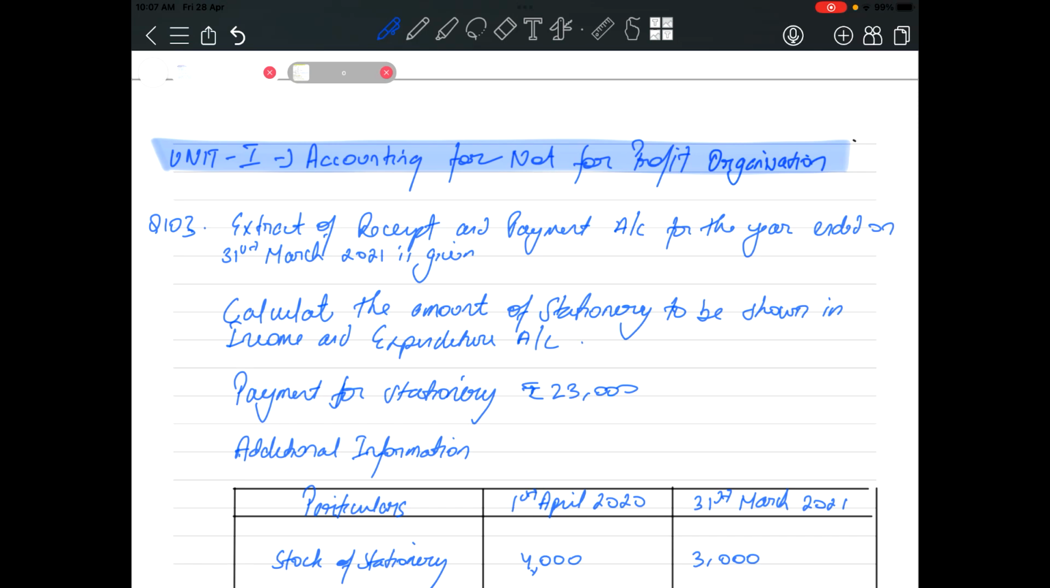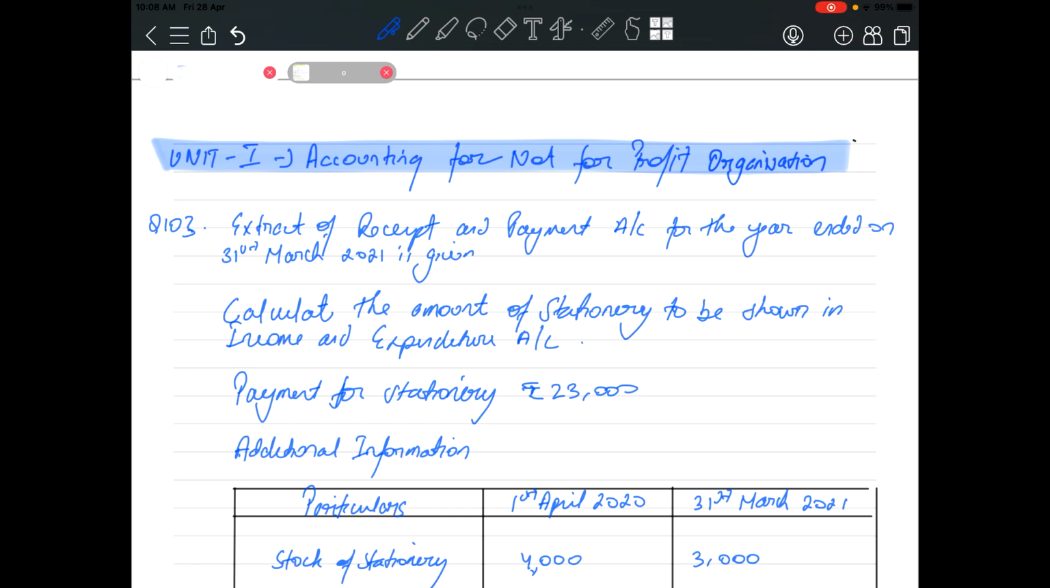So in this lecture we'll be taking up questions from unit number 1, accounting for not-for-profit organization. Very easy and very simple unit, and this is from your class 11 standard. For MBSc students it is from chapter number 18.